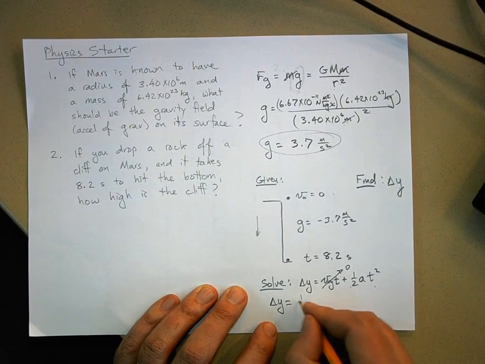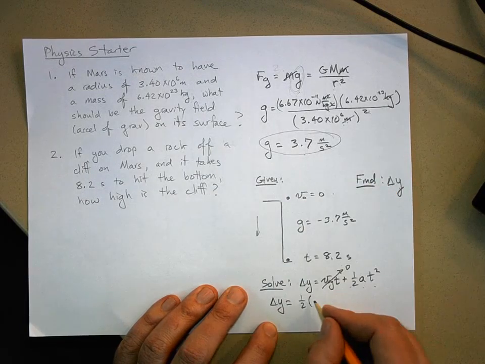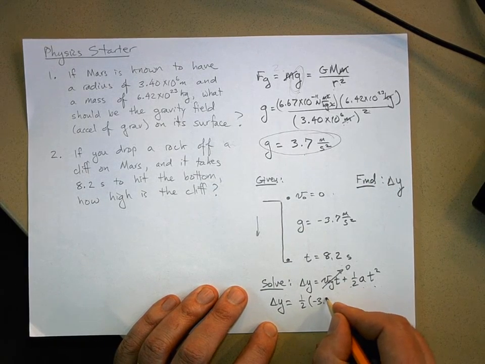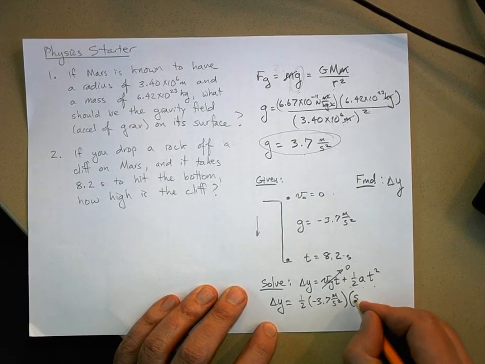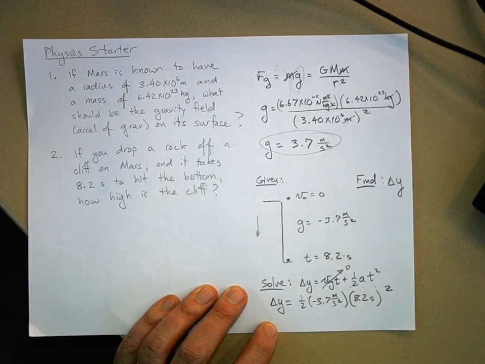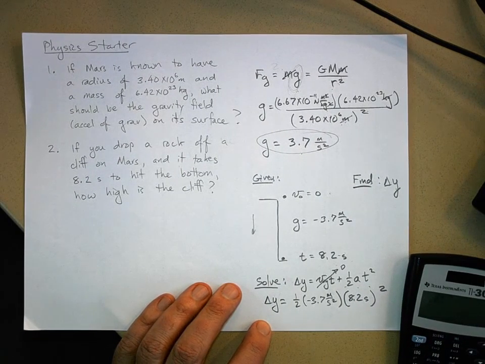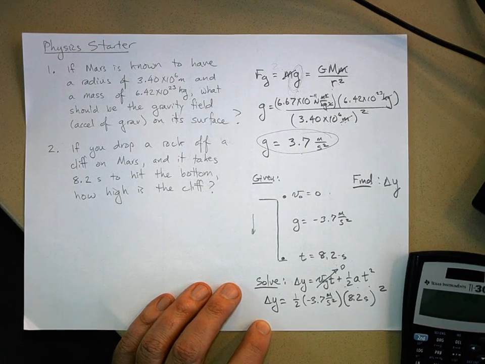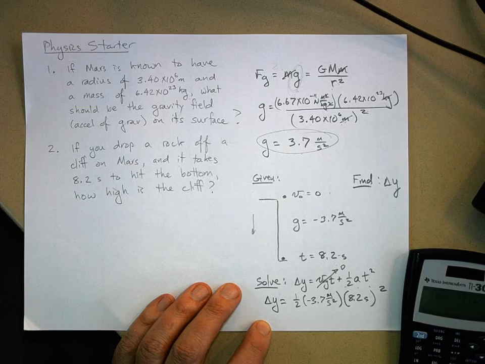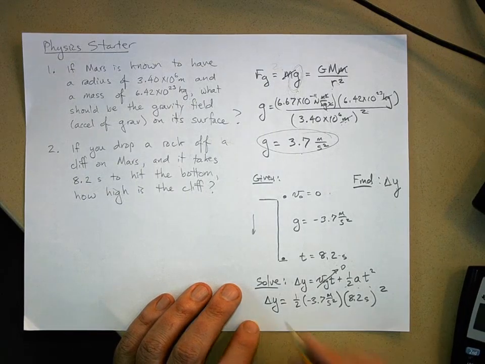So delta y equals 1/2. Instead of using 9.8, what are we going to use? 3.7. We'll go ahead and make it negative 3.7 meters per second squared times this time squared, 8.2 seconds squared. So get out the calculator. 0.5 times 3.7 times 8.2 squared equals, and it should be, 124 meters. That's what I got.